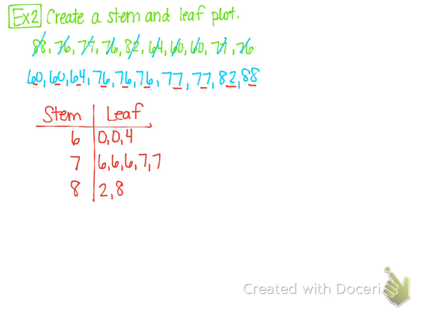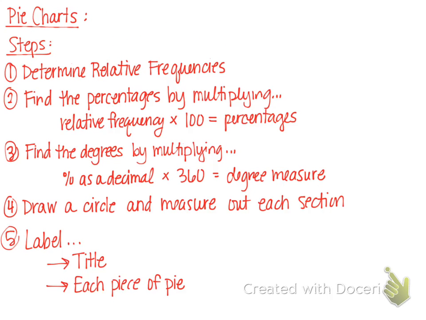Okay, so let's move on to pie charts. So pie charts, here are the steps. The first thing you want to do, and this is built on some stuff we've done before. Number 1 is we need to determine the relative frequencies. And you get that by adding together all the frequencies, and you put your frequency over your total amount of information, and it's a fraction. And then we're going to find the percentages by multiplying. We take our relative frequency and make sure you put it in parentheses in your calculator, and you multiply it by 100, and that's our percentages.